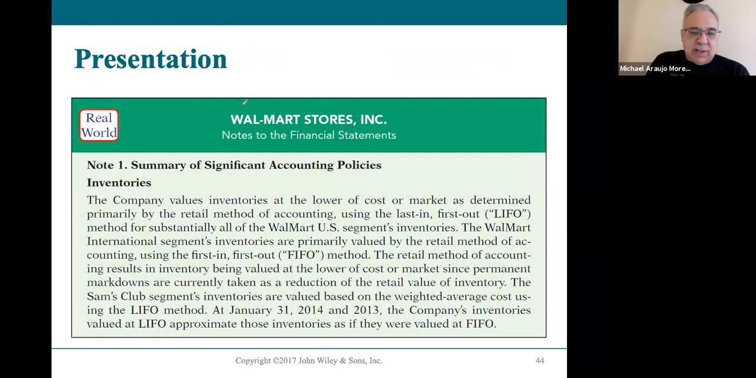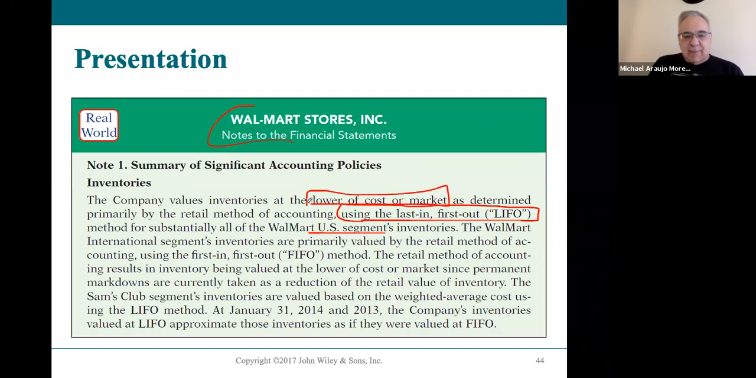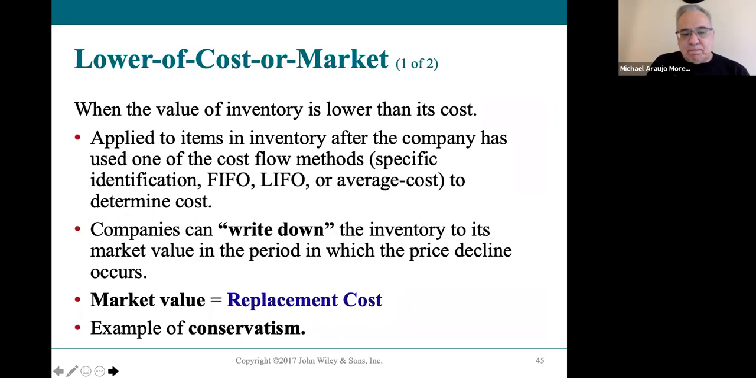So here's just what some of these notes look like. This is a note for Walmart in one of its financial statement annual reports. And they use LIFO for their US stores. Okay. So that's something that's disclosed. Another thing that's disclosed is they use the lower of cost or market method, which you're going to be learning about right now, in fact.